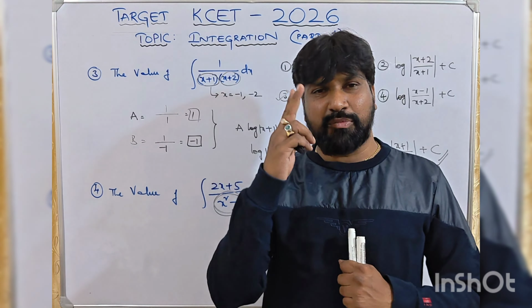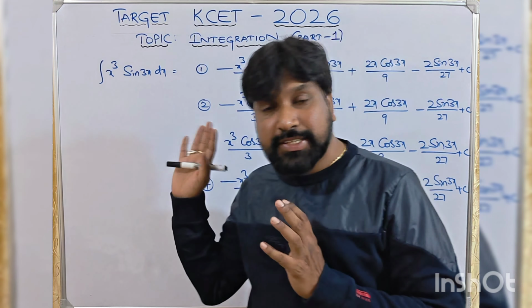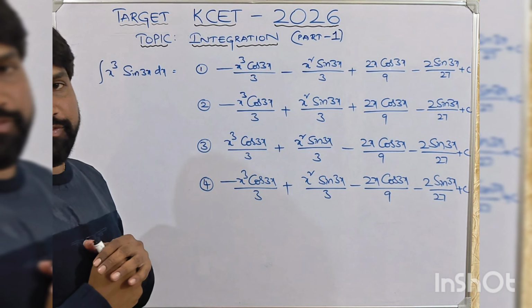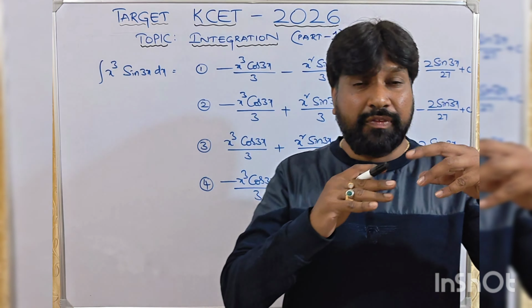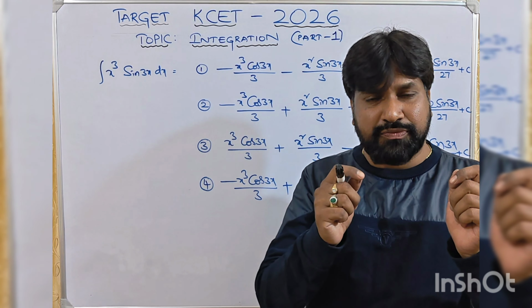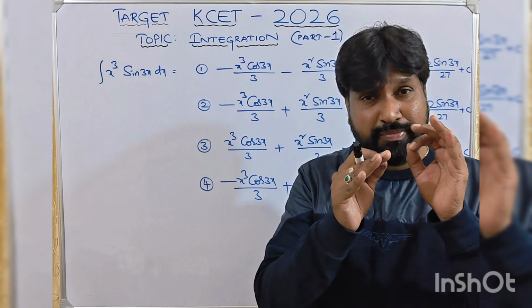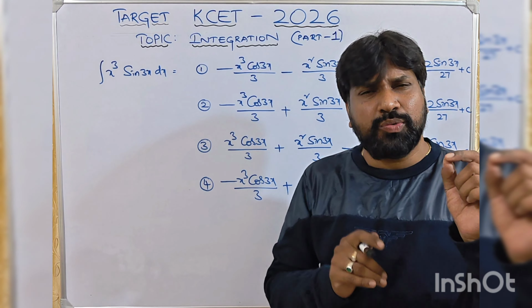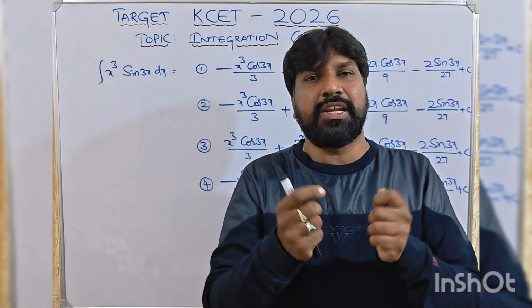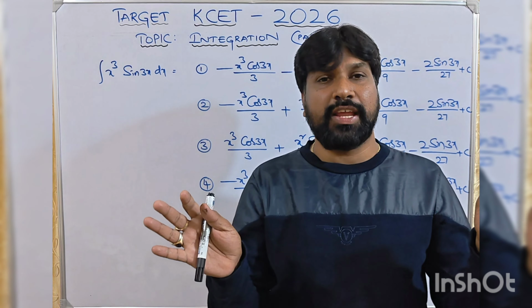Now I go to the second model. Second model: integral x cube sin 3x dx is equals to, the answer is any one of the following. This is a question which looks very difficult, very tough, very lengthy, very complicated. But this question is very easy after my explanation. So please look carefully. It is a very easy question. Just do a simple derivation and simple integration, then you can do it very easily, friends.